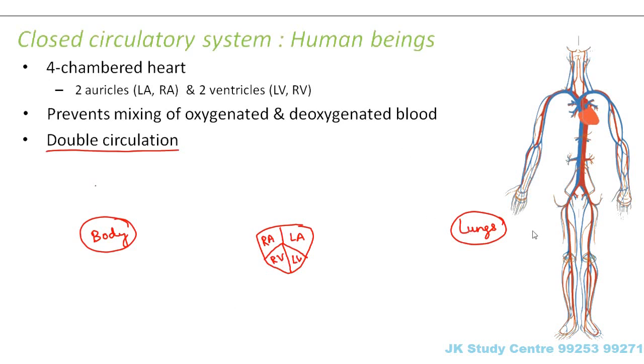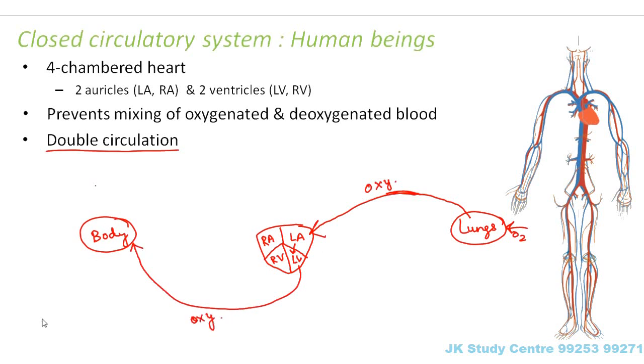This lungs will take in oxygen from outside. So the blood which will come out of the lungs will be oxygenated blood. Where will the oxygenated blood go? L for lungs, L for left auricle. So the oxygenated blood will go to the left auricle. From the left auricle, this blood will go into the left ventricle, and the left ventricle will send this oxygenated blood to different parts of the body.